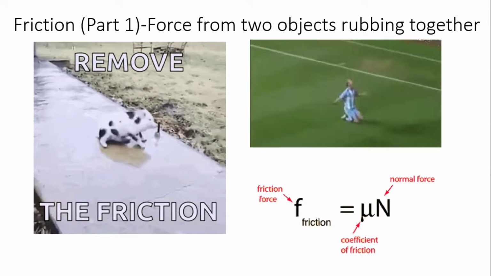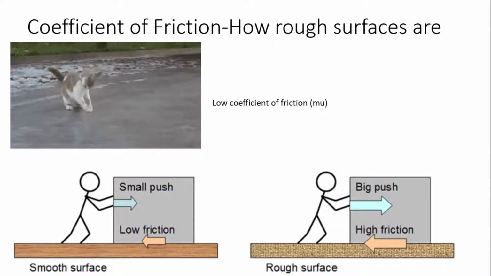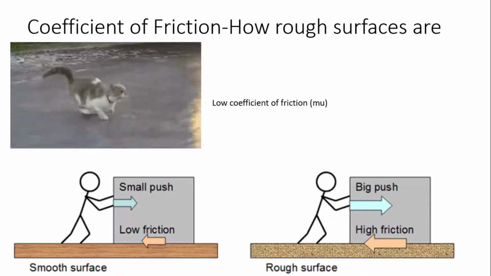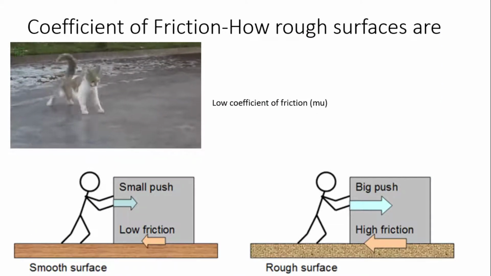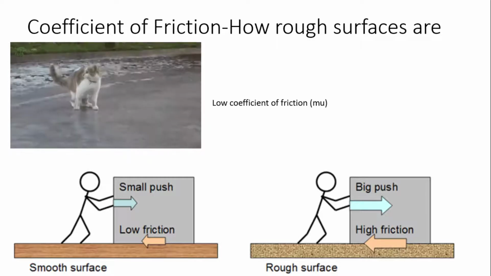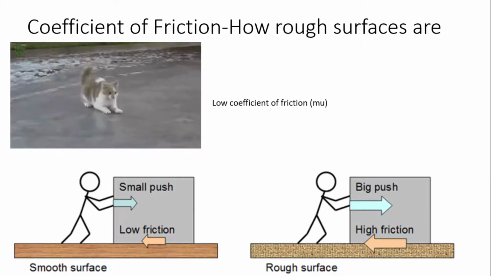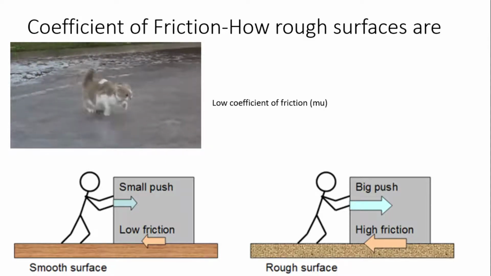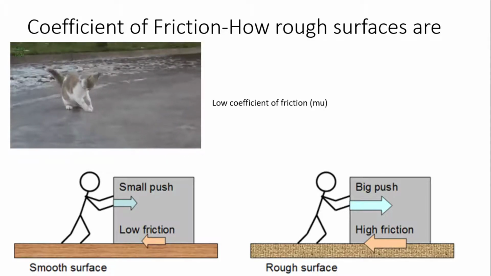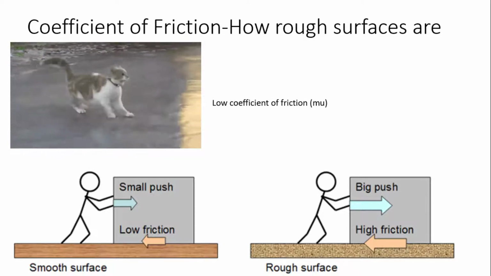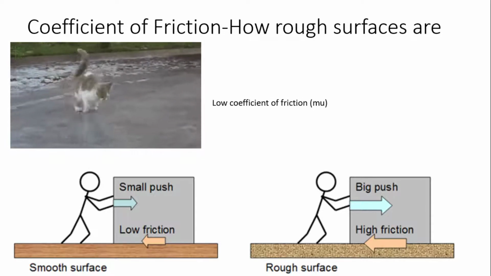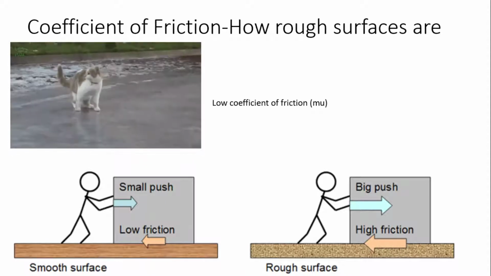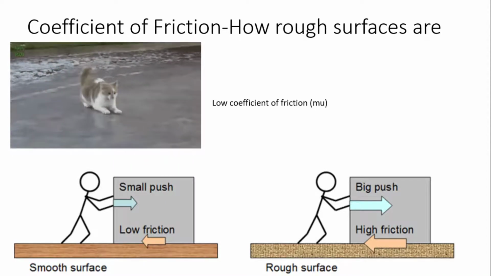Let's talk about coefficient of friction first. It's basically how rough a surface is. It's the two surfaces that are rubbing together. So in this picture, cat paw plus ice has a low coefficient of friction, or mu. If you have a smooth surface, you're going to have less friction. That's the mu part of the equation. If it's rough, it's going to be a much higher coefficient of friction.